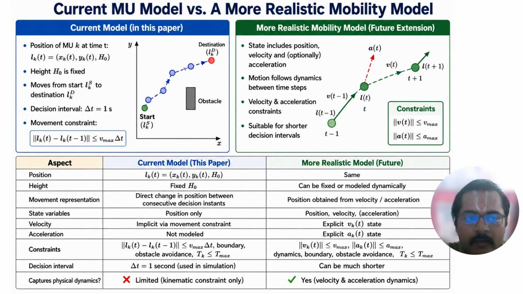In the current paper: fixed height, position, movement, state variables, velocity, acceleration, constraints, decision. If you want it to be more realistic, the position and antenna height can be fixed or modeled dynamically. Next, the movement representation: position obtained from velocity and acceleration. So an explicit velocity-acceleration state. In state design, velocity and acceleration should be included. Yes, this is a limited, simple model.